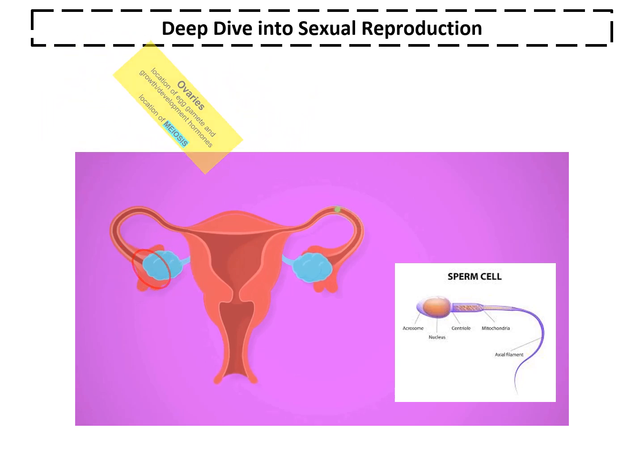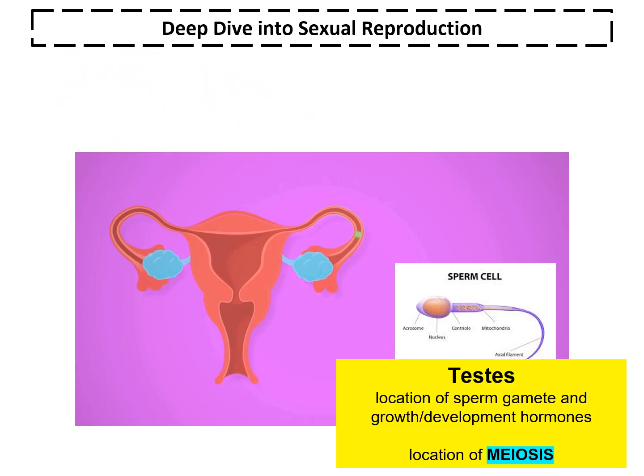Next, we'll recap the testes. And so the testes in the male reproductive system is the location of the sperm gamete. It's also where growth and development hormones are located as well, so your testosterone. This is also the location of meiosis.